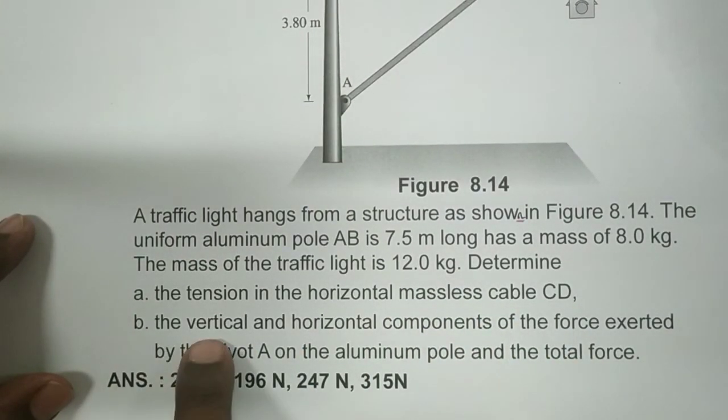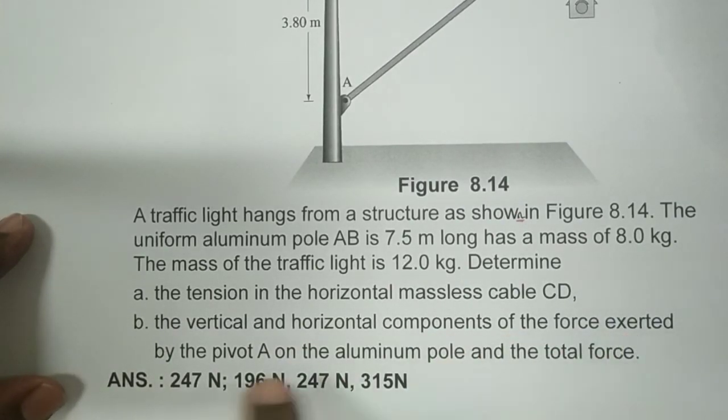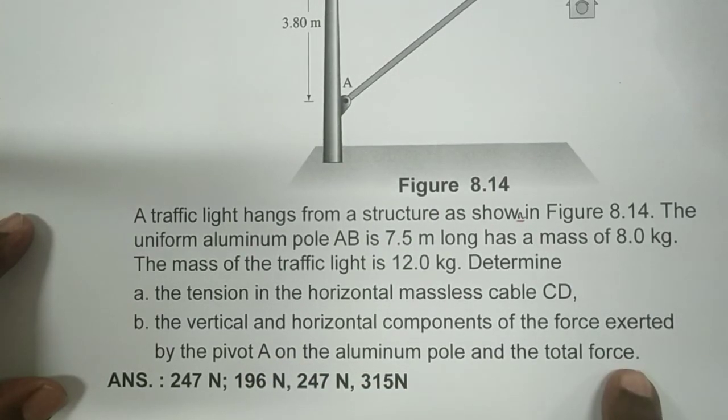B. The vertical and horizontal components of the force exerted by the pivot A on the aluminum pole and the total force.